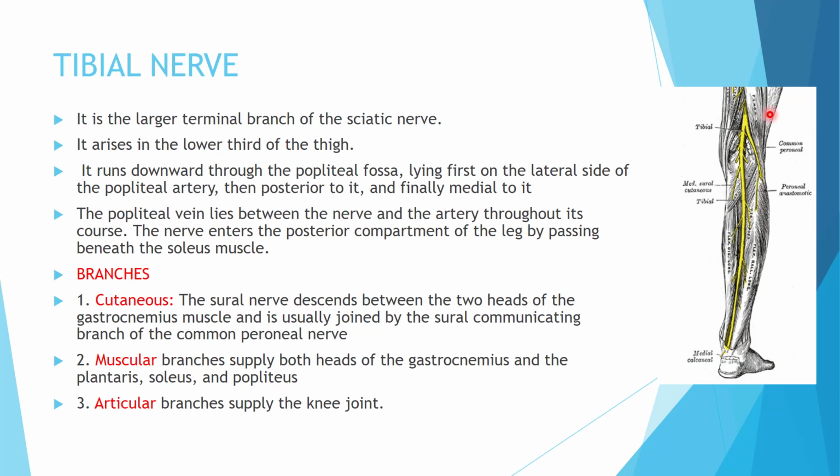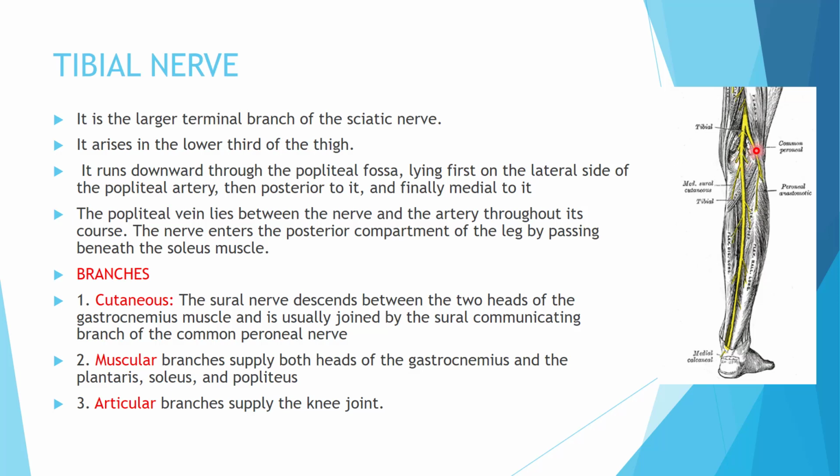Now we will discuss the nerves which are present in the popliteal fossa. As we have discussed, there are two nerves which are the branches of the sciatic nerve. One is the tibial nerve, which is the larger terminal branch of the sciatic nerve, and one is the common peroneal nerve, which is the smaller terminal branch of the sciatic nerve. So first we will discuss the tibial nerve. The tibial nerve is the larger terminal branch of the sciatic nerve.